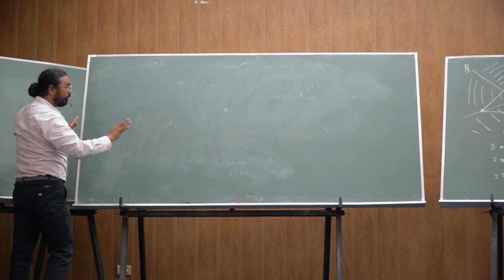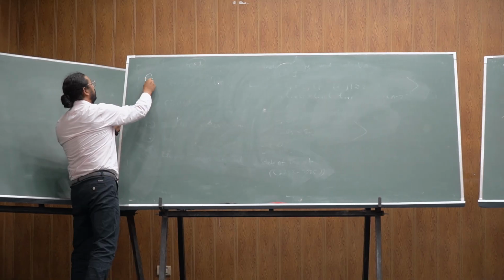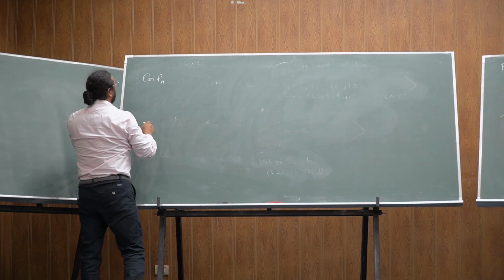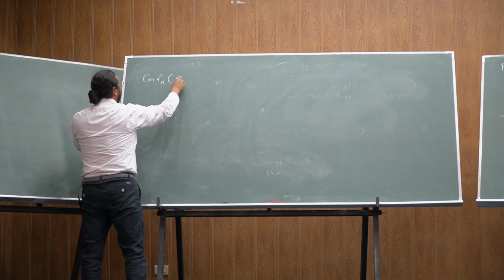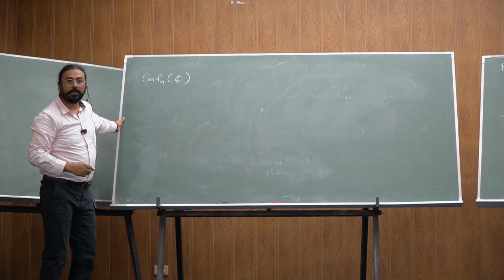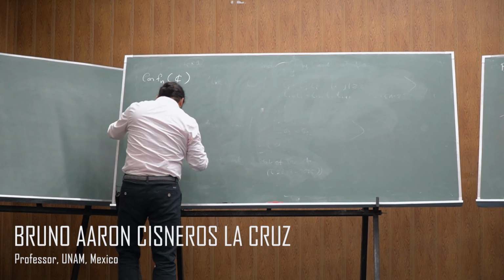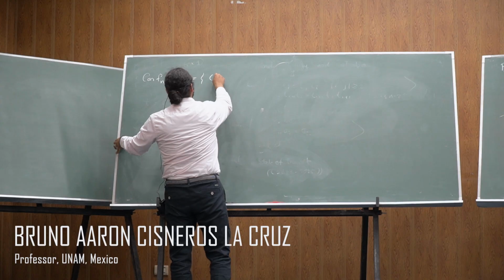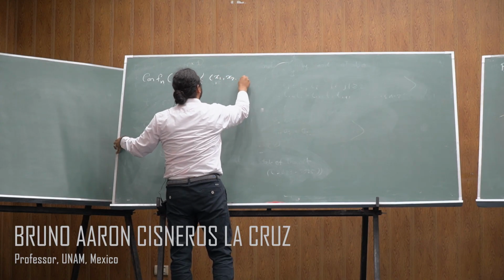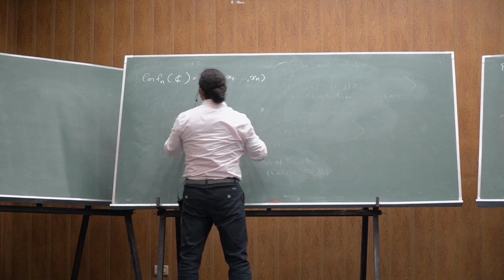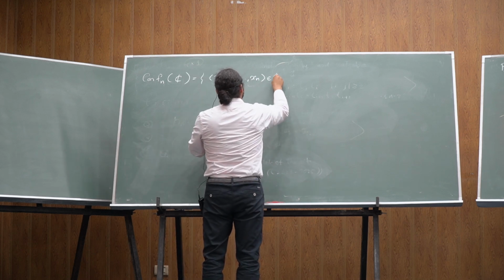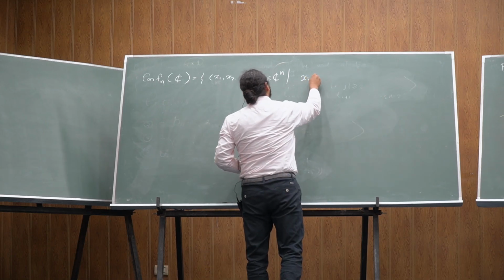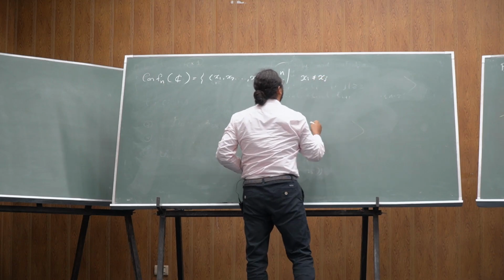So, in order to do this, let's consider this space. We will consider the configuration space, the n configuration space of the complex. The n configuration space of the complex is the set of x1, x2 till xn, n points in the complex, such that xi is different from xj.